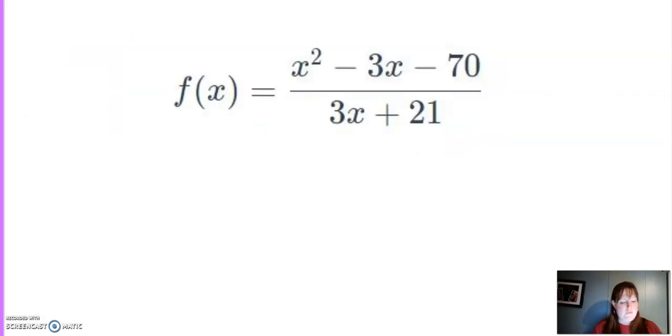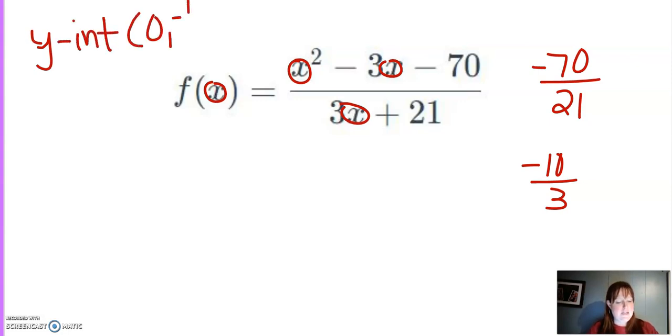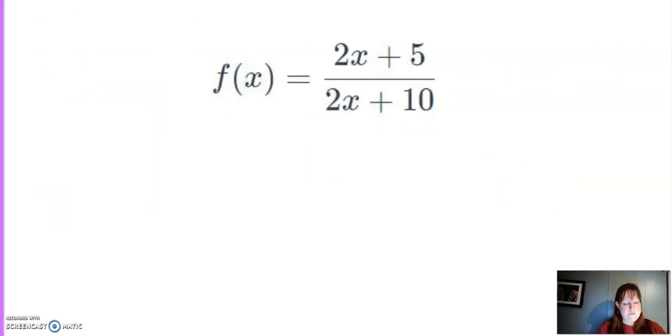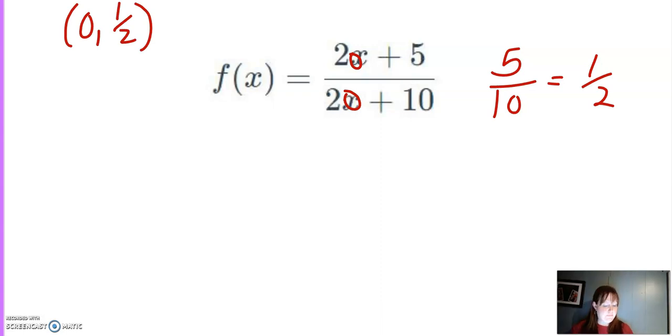What about this one? If I plug in 0 for x, I get negative 70 over 21, which simplifies to negative 10 over 3. So I can write my y-intercept as 0, negative 10/3. And this one, if I put in 0 for x, I get 5 over 10, which is 1/2. And I can write that as 0, 1/2. And that's the y-intercept again.